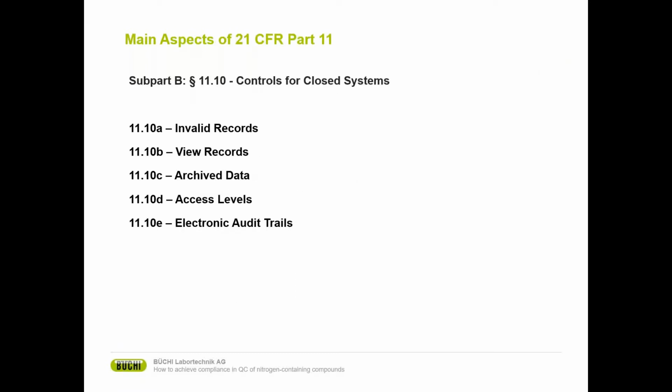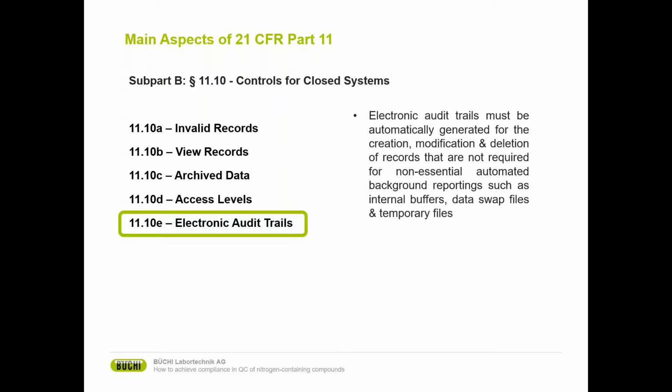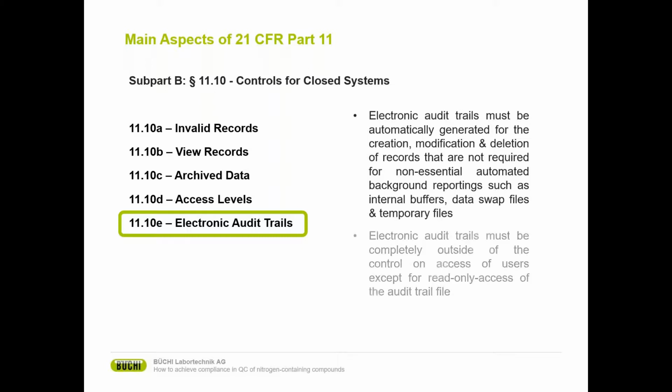Okay, so let's have a look at the next section, which is 1110E. It's about electronic audit trails, and electronic audit trails are really the key function of any computerized system which should achieve compliance to 21 CFR Part 11. So electronic audit trails must be automatically generated for the creation, modification, and deletion of records that are not required for non-essential automated background reportings, such as internal buffers, data swap files, and temporary files. So to say, they have to be generated for all quality relevant data.